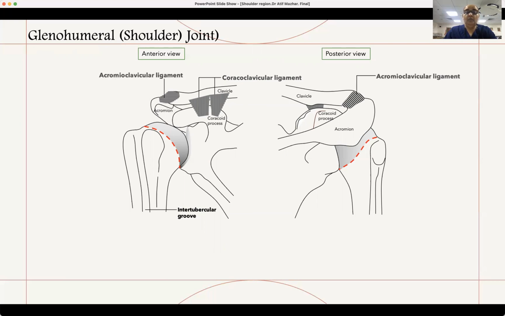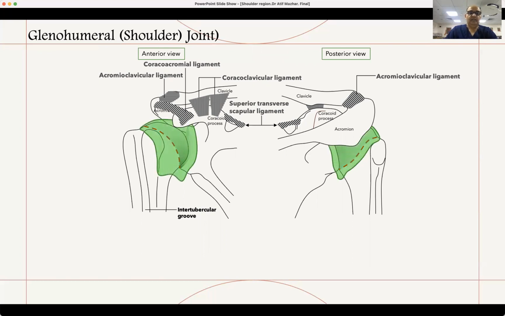And then we are looking at the acromioclavicular joint, a joint which connects the acromion process with the lateral end of the clavicle. And then there is a ligament which is connected between the coracoid process and the acromion process. We call it the coracoacromial ligament. And then there is another ligament which bridges the gap at the suprascapular notch, the superior transverse scapular ligament. Guys, these ligaments are not concerned with my glenohumeral joint. Be very clear.